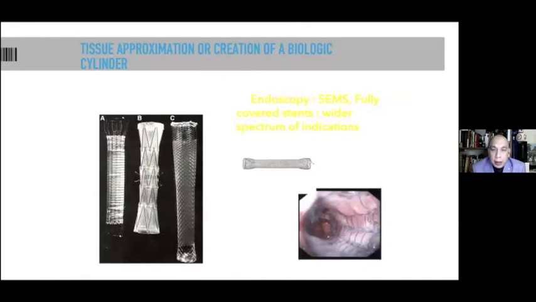Now, for the part wherein we do biologic cylinder or tissue approximation, or creation of a biologic cylinder, in endoscopy we mainly do that through the use of self-expanding metallic stents, to be able to reopen up that biologic cylinder. They mainly consist of nitinol and titanium material and expand by themselves to a diameter that is adequate for passage of food or feces.